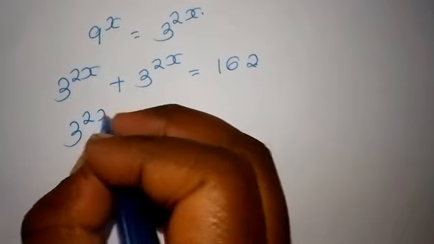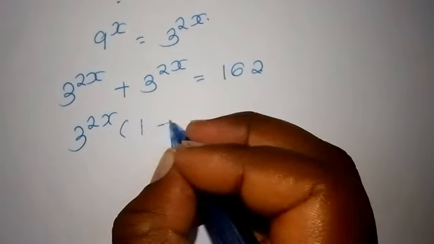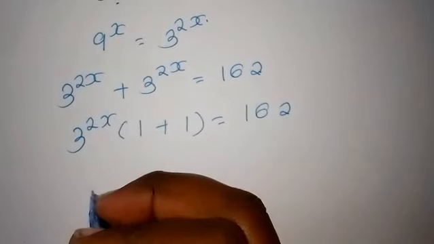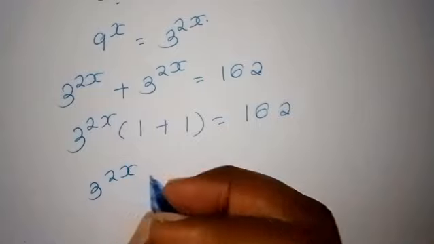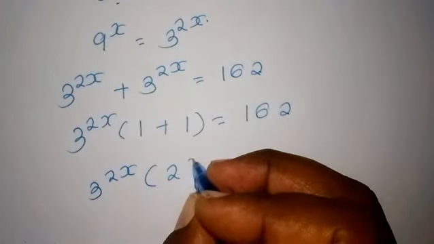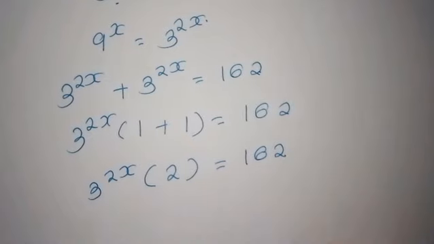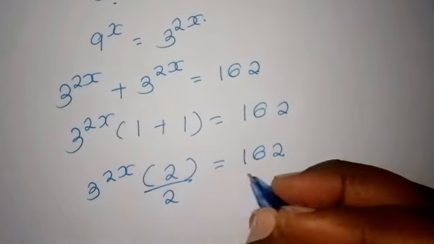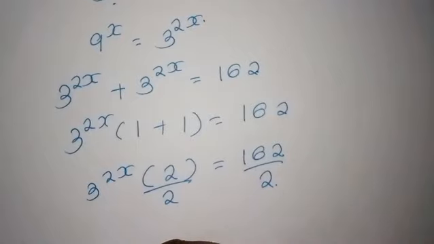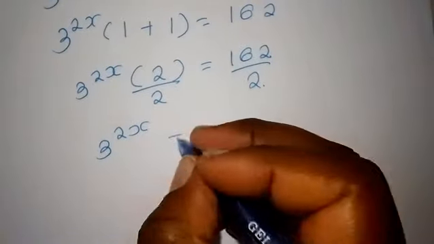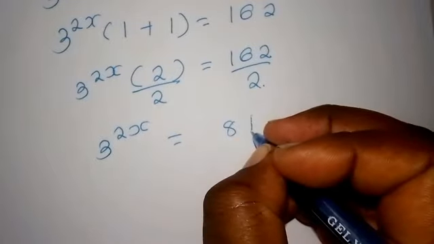3^(2x) (1 + 1) = 162. 3^(2x) (2) = 162. We divide both sides by 2. 3^(2x) = 81.